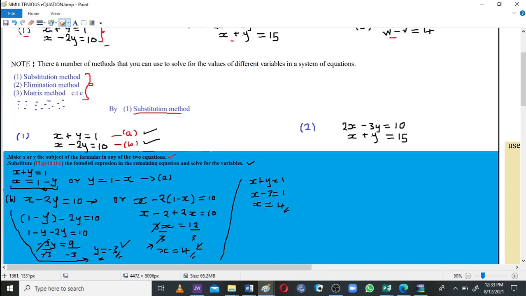So this is true. If you don't want to use equation A in the first part, you can use equation B as well. You can substitute in equation B as long as you have one value of the variable there, either x or y.